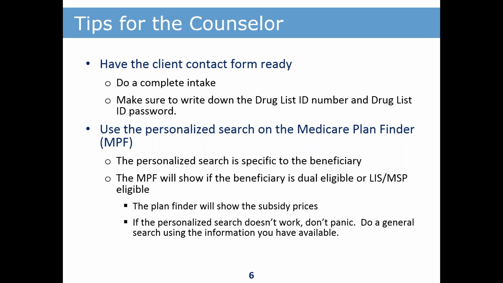We'll talk about this in a minute, but it helps to use what we call the personalized search on the Medicare Plan Finder, because it's going to give you back information that's specific to that beneficiary, including showing if the person is dual eligible or has Extra Help or a Medicare Savings Program. And then it will show the correct subsidy prices that they should be paying. If a personalized search doesn't work or you can't get the information, don't panic. You can do a general search using the information that you have available.